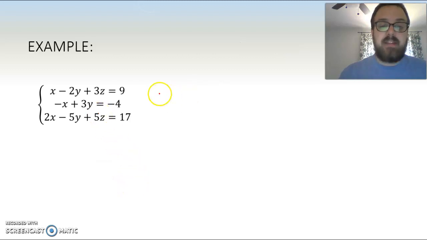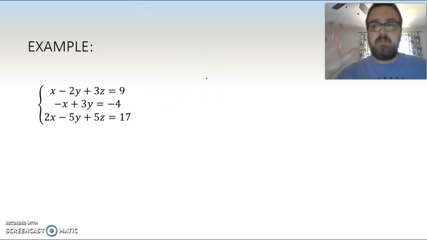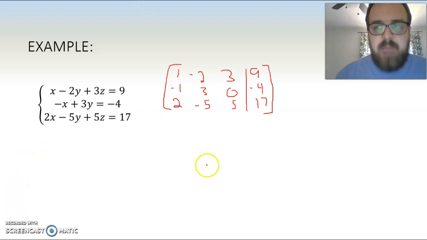Okay, so let's go back to that example from earlier. I'm going to pause for a second, and for you guys it's going to be like a magic burst here. I'm going to go ahead and turn this into a matrix, and then we'll talk about what we would do in order to solve this. All right, I'm back from the past into the future here. So we have our matrix right here.